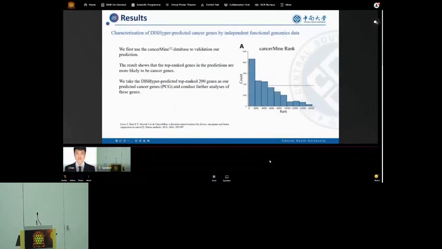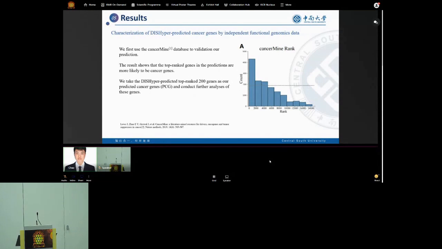Next, we analyze the prediction results of this method. We first use the cancer genes collected in the CancerMine database to evaluate our ranking of cancer genes. We assess the effectiveness of this cancer gene ranking by the distribution of annotated cancer genes in each decile of the ranking results. The distribution of CancerMine annotated gene sets in the ranking results shows that the top-ranked genes in the prediction are more likely to be cancer genes.